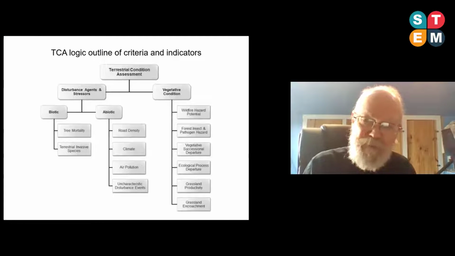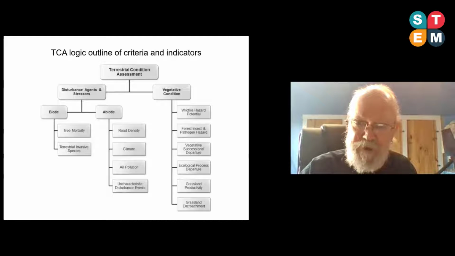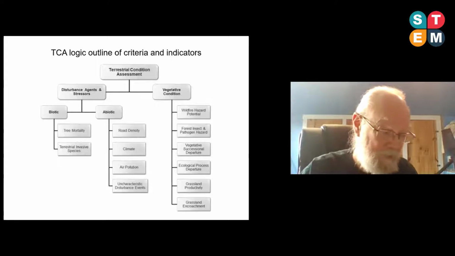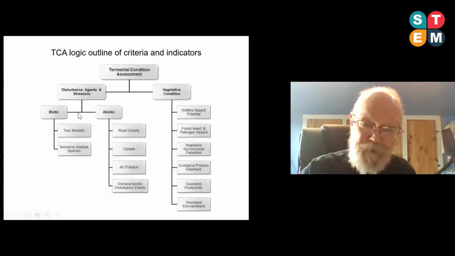Here is a very simplified overview of the logic of the terrestrial condition assessment. At the top is sort of the overall goal, which is to evaluate ecological integrity in this case. And it's broken down into two major categories of disturbance agents and stressors and vegetation condition. And the stressors are broken out further into biotic and abiotic agents. And then down below here, the rectangular boxes, these are the primary indicators that feed this model.